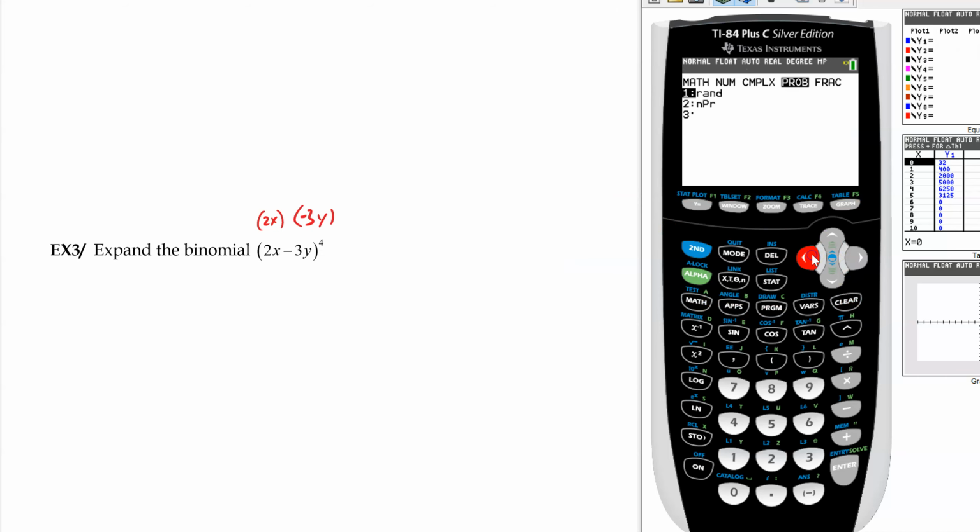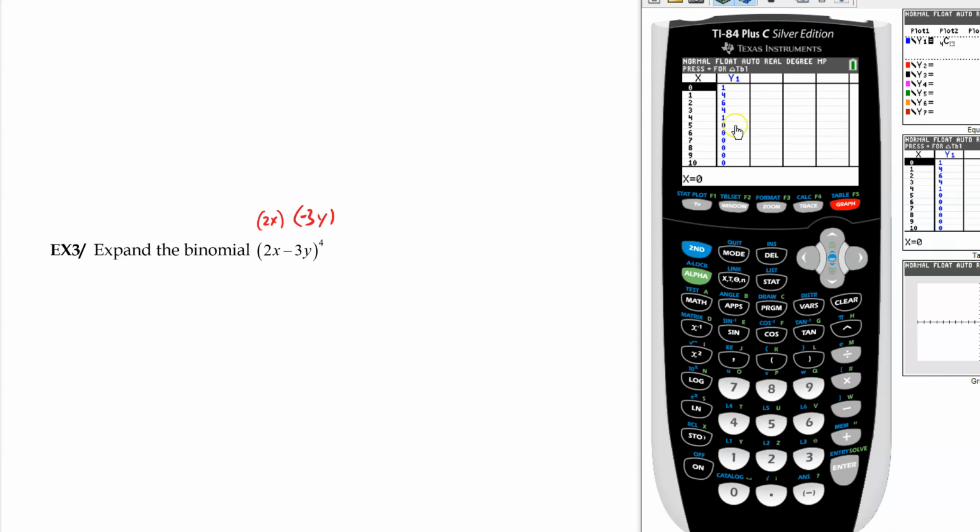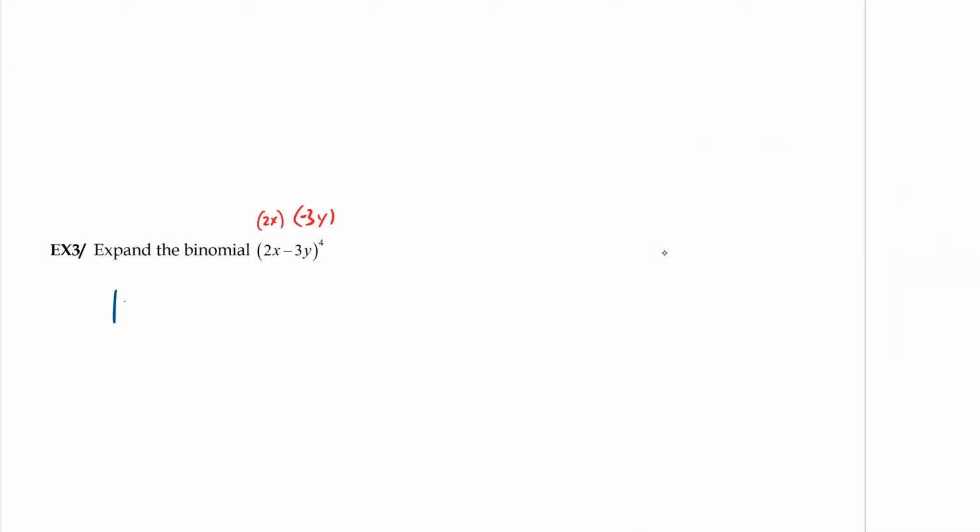Math, probability, number 3, and so it's 4 choose x, and again, make sure your table set is at 0 and 1, and table, so it's 1, 4, 6, 4, 1, and use the whole paper. It works really well. All right, our first term is 2x, so we're going to do that one in green.